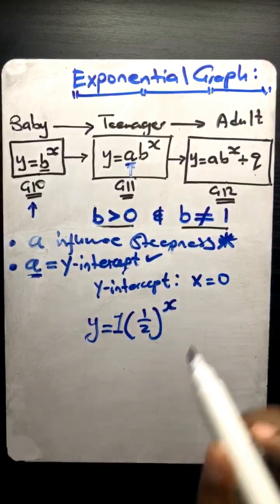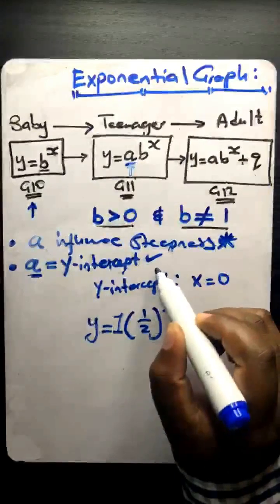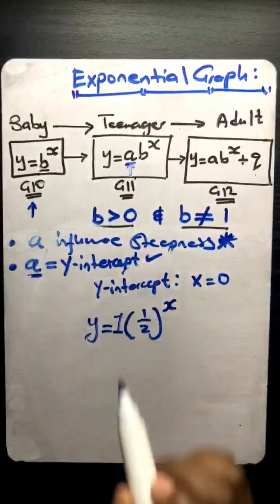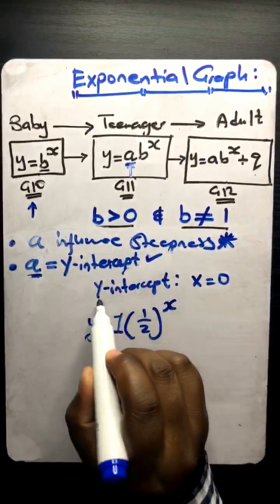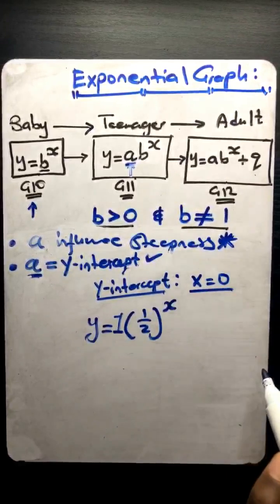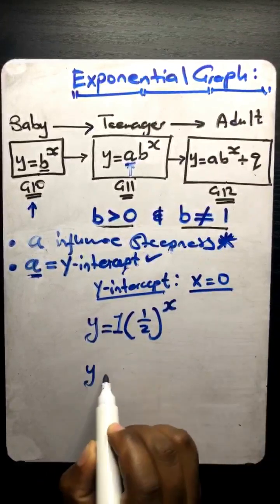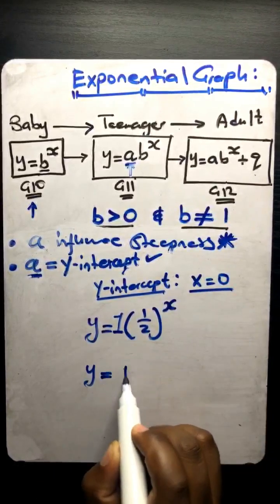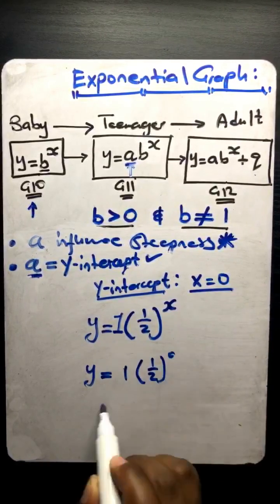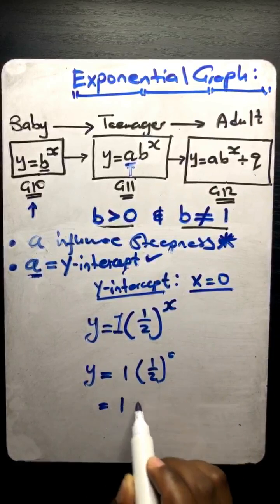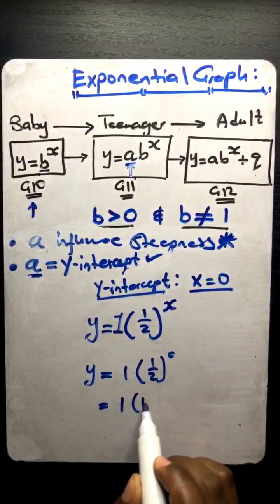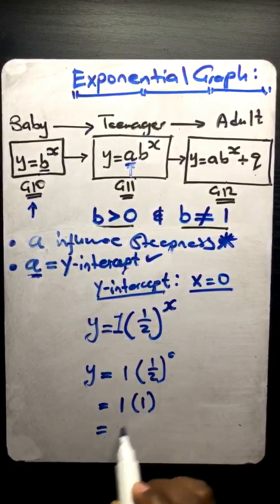So do you agree that since I've said a is the y-intercept, let's try to prove it. For you to calculate the y-intercept, that's where x is equal to 0. So you're going to have y equals that invisible 1 times 1/2 to the exponent 0. We know anything to the exponent 0 is 1. So you're having 1 times 1, which is 1.